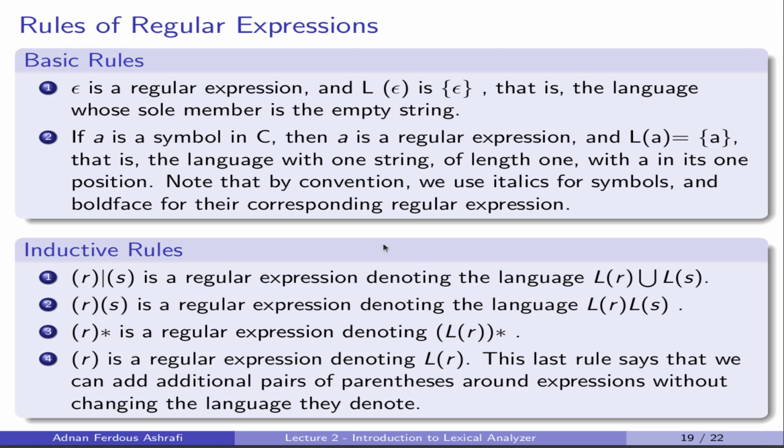Finally, (R), R bracketed, is a regular expression denoting L of R. So this last rule says that we can add additional pairs of parentheses around expressions without changing the language that they denote. So খুব সোজা ভাষায় বলতে গেলে আমরা প্যারেন্থিসিস যেগুলো আছে সেটা শুধুমাত্র গ্রুপ করার কাজে ইউজ করি অ্যাজ আ এলিমেন্ট অফ রেগুলার এক্সপ্রেশন, তার কোনো অথবা অ্যাজ আ এলিমেন্ট অফ ল্যাঙ্গুয়েজ তার কোনো কাজ নাই, রাইট? ওকে, so these are the basic and inductive rules that are required to construct a regular expression.